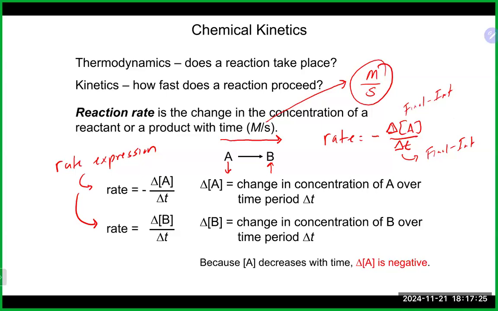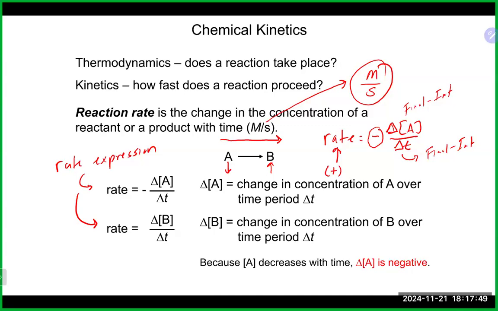Now, because this is a reactant and is decreasing with time, we do include a negative in this expression. The negative is because it's a reactant and it's decreasing with time. That is because when we calculate the rate of a reaction, it is typically a positive number. So we want it to be typically a positive number.